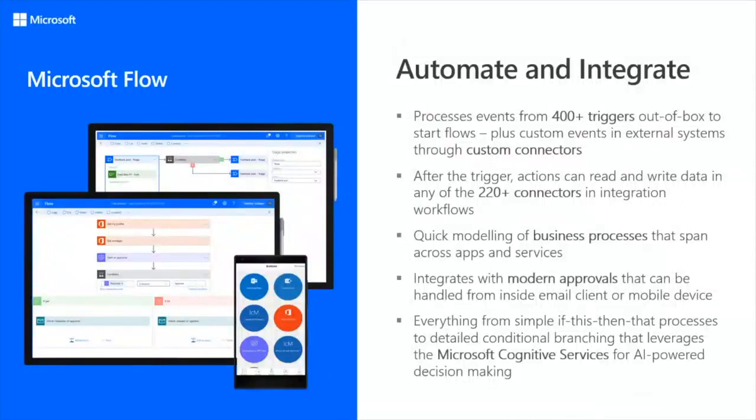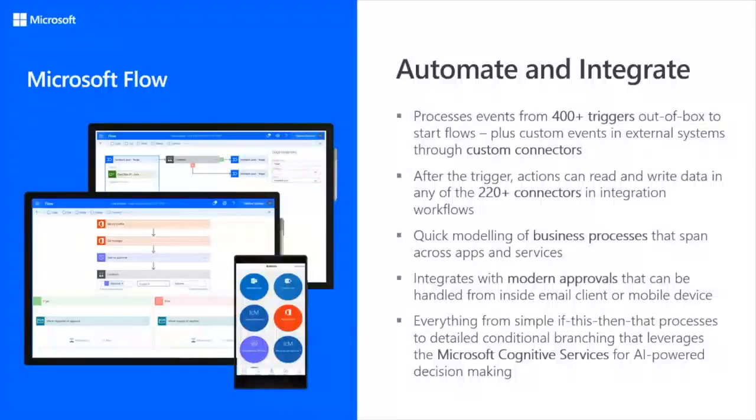You can create processes that get triggered from events. We have more than 400 triggers out of the box that you can use to start flows. It could be when you, for example, create a record in Dynamics, when you receive an email, when an external HTTP endpoint is called, anything like that you can use as a trigger for your processes. And you can also use others that are exposed through custom connectors. Again, we have all of these 220, 230 plus connectors that you can use to create that sort of integration within your flows.